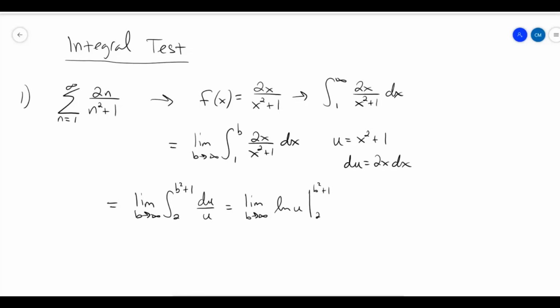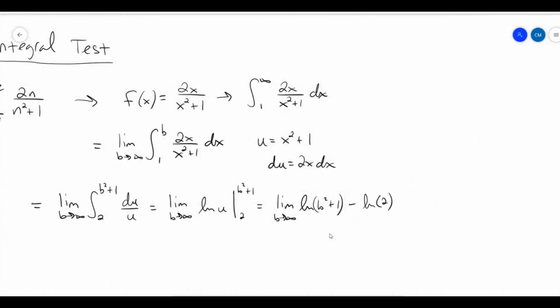Then we plug those in. We get limit as b goes to infinity of natural log of b squared plus 1 minus the natural log of 2. And then we just have to take that limit, and you can see that as b goes to infinity, well, we've got a b squared plus 1 and a natural log. If you plug in very large numbers for a natural log function, it just keeps getting bigger and bigger and bigger. So we know this thing is going to go to infinity.